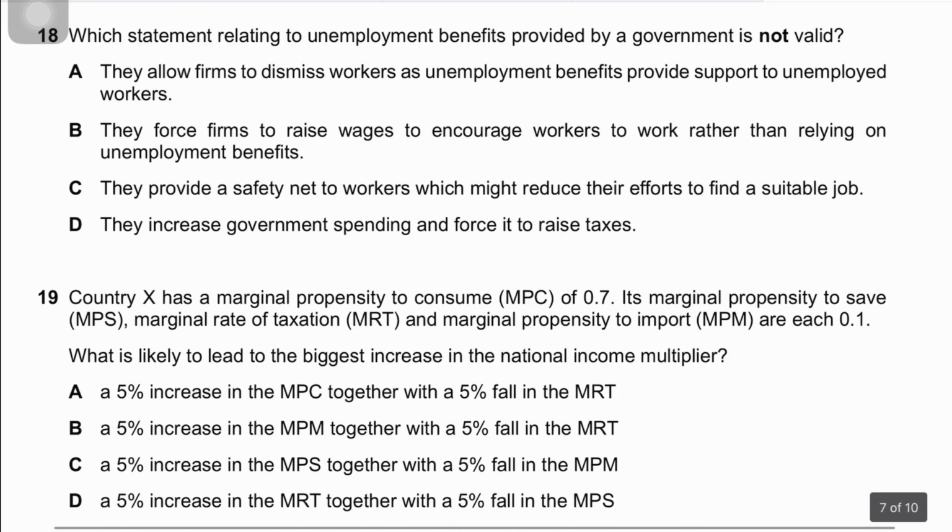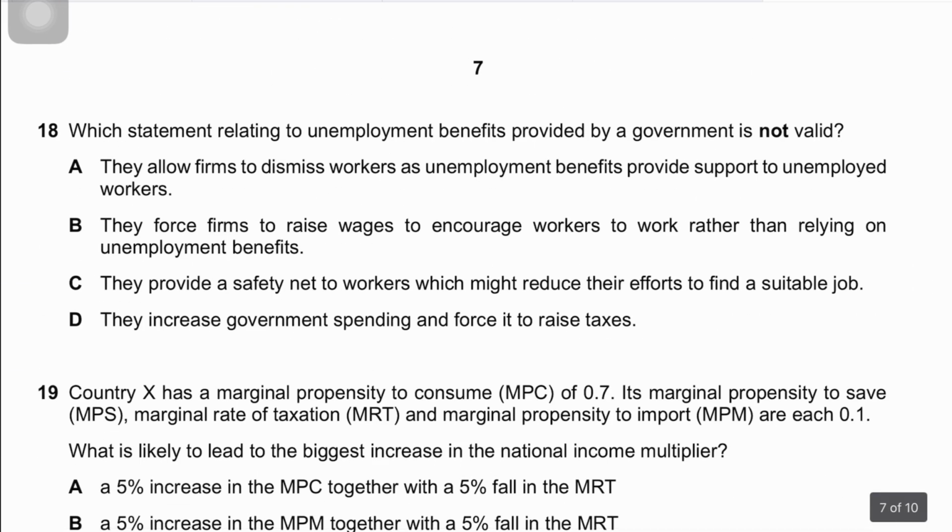Question number 18 says, which statement relating to unemployment benefits provided by the government is not valid? Option A says they allow firms to dismiss workers as unemployment benefits provide support to unemployed workers. Now, we know unemployment benefits can provide income for individuals and workers, so they provide a safety net for those workers who will be laid off, right?